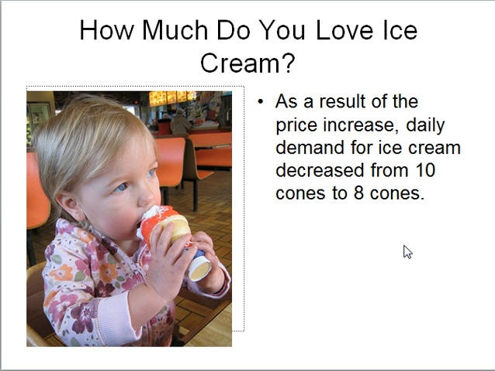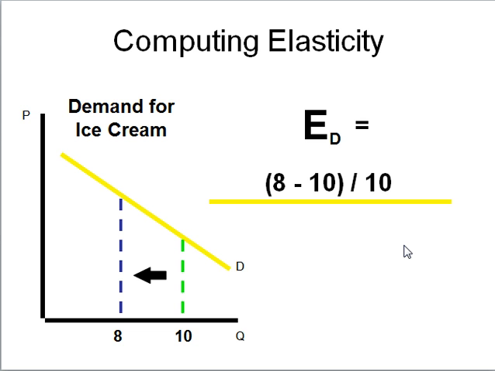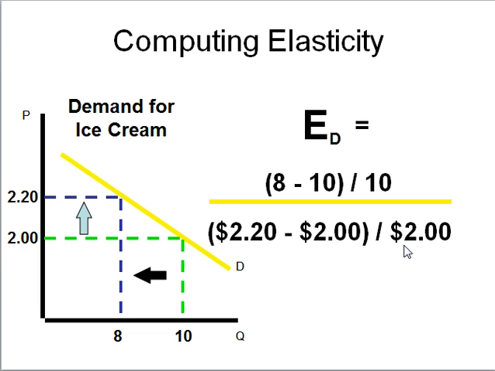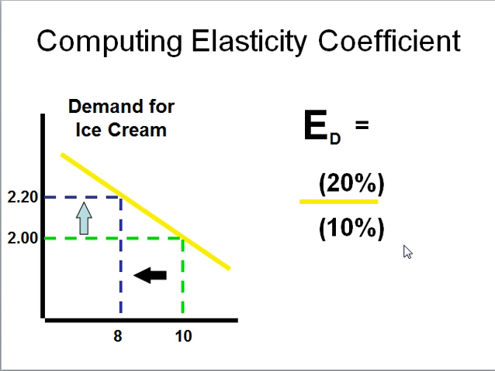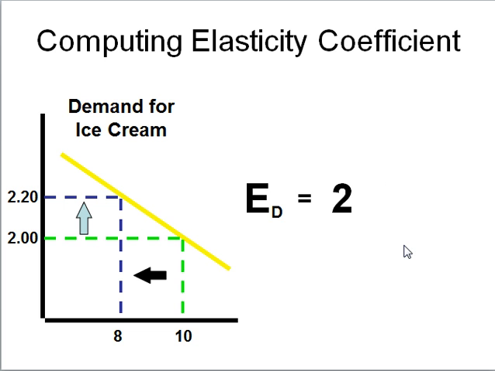The result of this price increase, now we're looking at the quantity, here's how it reacts. The daily demand for ice cream decreases from 10 cones to 8 cones a day. Plug this into our formula now. 8 cones minus 10 cones, the old quantity, all over the old quantity. Here's the entire thing. Do all the math and simplify it. Ends up being 20% over 10%. Our elasticity ends up being 2.